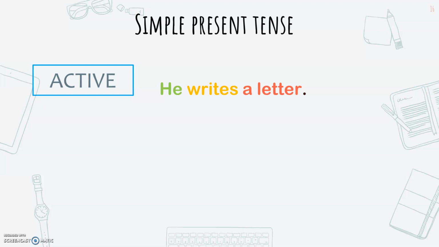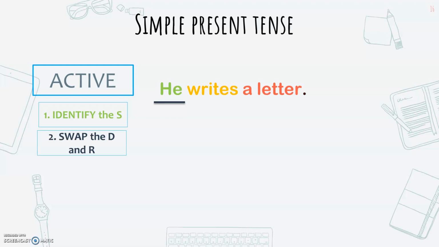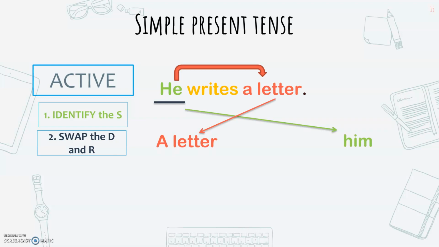This is in the active voice. First, we have to identify the subject. In this sentence, he is the subject. Next, we have to swap the doer and the receiver. A letter is a receiver. It will become the subject of the sentence. He will become him.